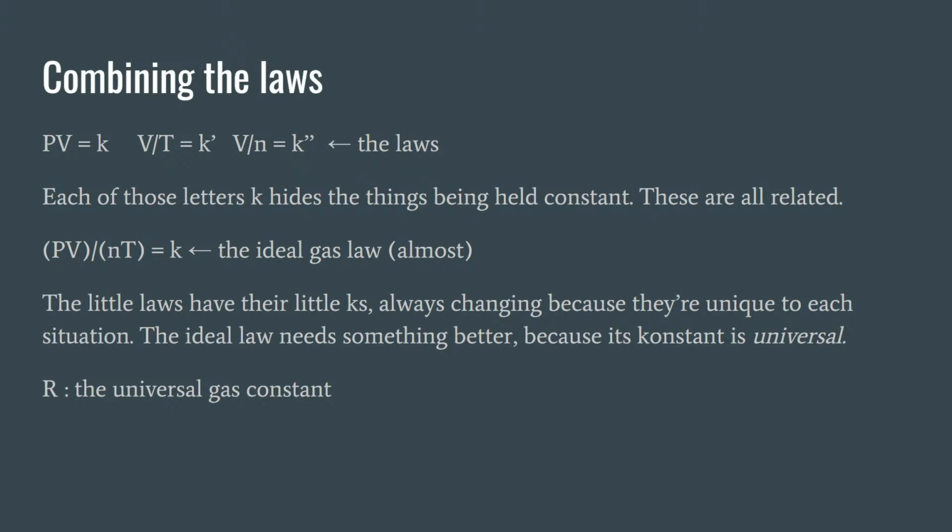Pressure times volume is constant. Volume divided by temperature is a different constant. Volume divided by moles gives you yet another constant. Each of those letters, K, hides the things being held constant. In other words, within Boyle's law, the constant hides the moles and the temperature, such that this constant K will change depending on the different number of moles and different temperatures. Likewise, this one hides pressure and moles, and this one hides pressure and temperature.